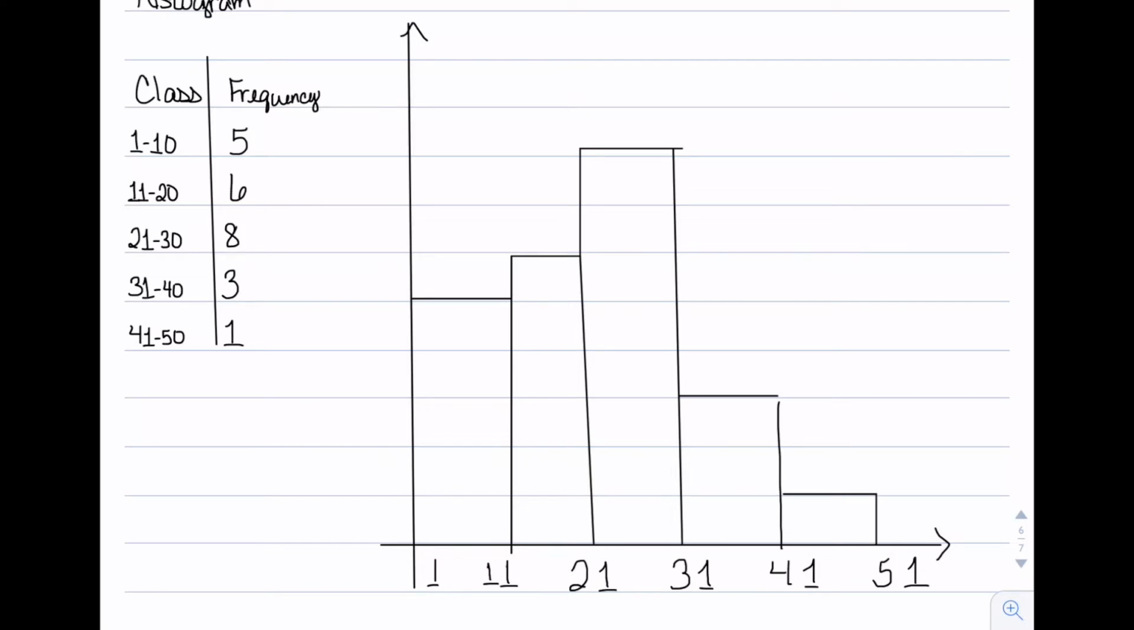So a couple of notes about this. One, my histogram is far from perfect. In particular, my bars are not all of the same width, and that's because I just did this by hand. But in general, they should be all the same width along the x-axis.